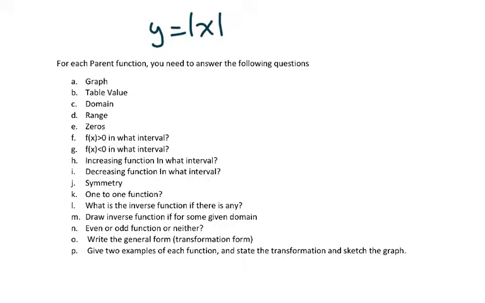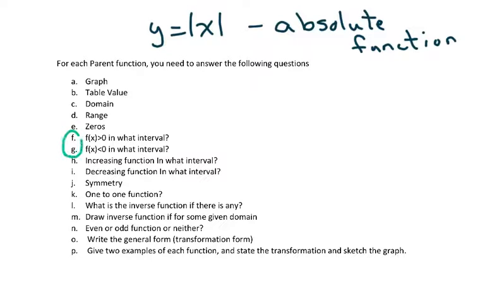Hey everyone, we're going to find information about the parent function, the absolute value function, and basically this is all the information we're going to find. If you want to write this down, write it down, because what I tend to do is put all the information on one page. For F and G, we're just going to find where y is positive and where y is negative. And the difference between that and this one, we're just going to discuss the end behavior of the function.